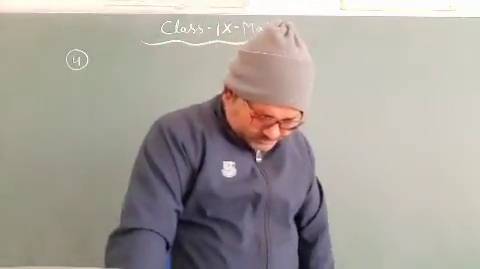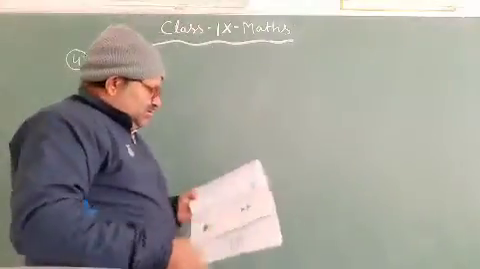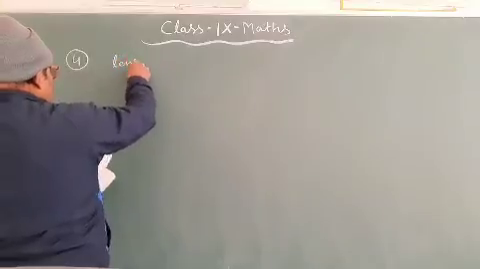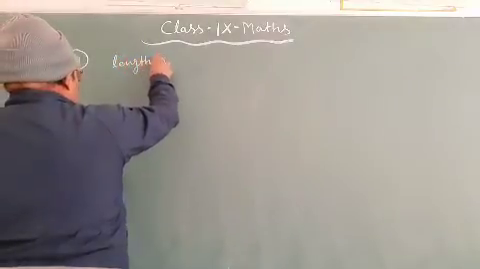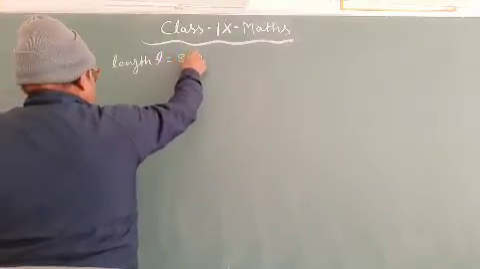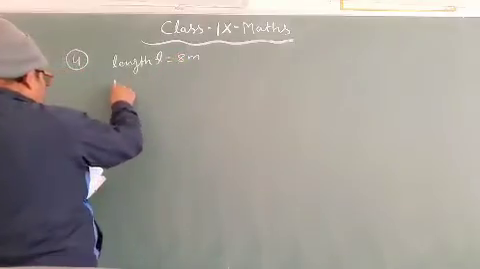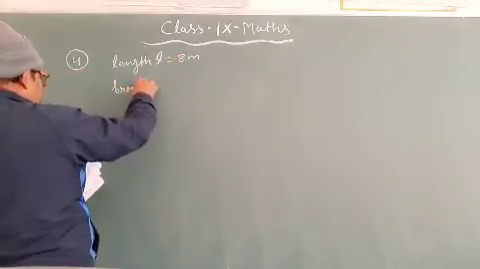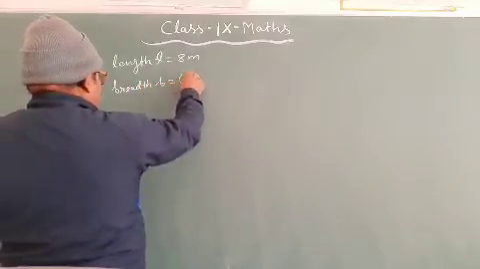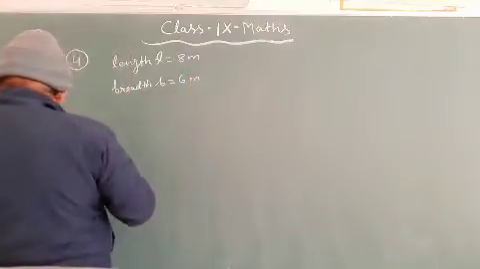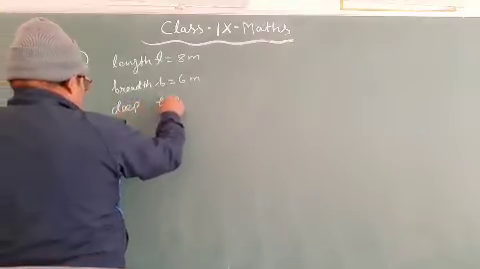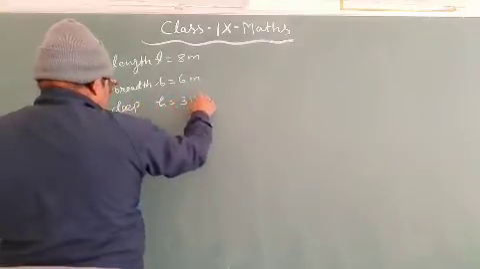So the length L equal to 8 meter, breadth B equal to 6 meter and deep H is equal to 3 meter.